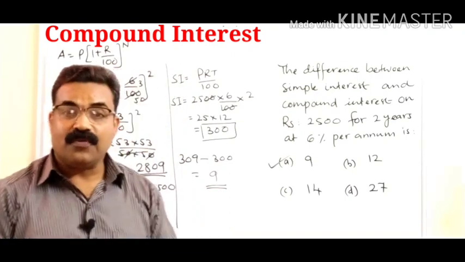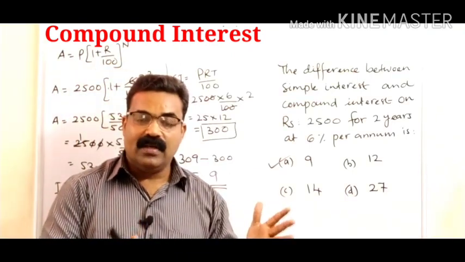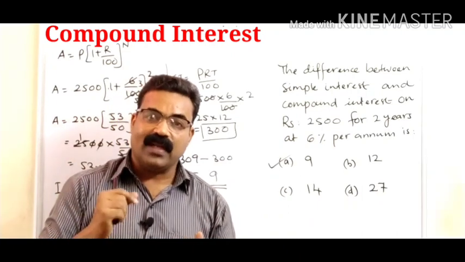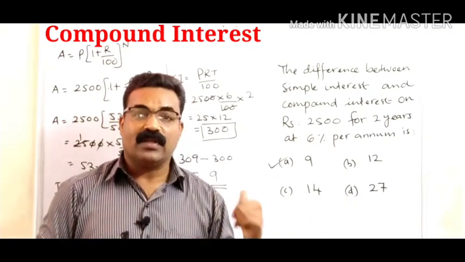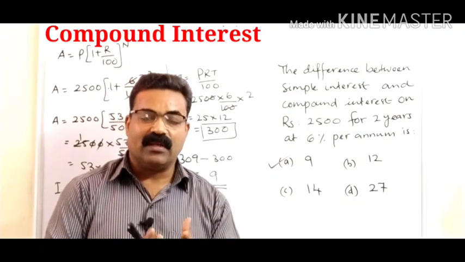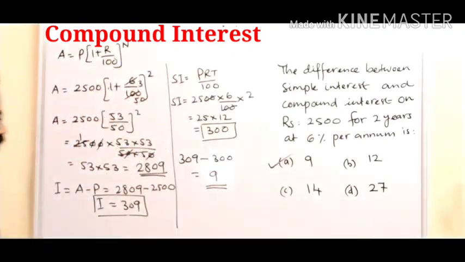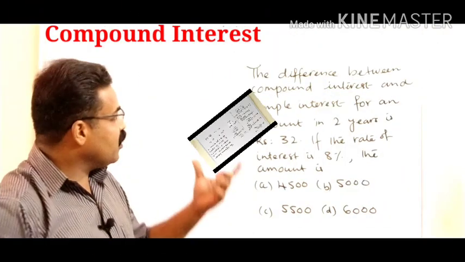We have been asked to find out the difference between the compound interest and simple interest. So compound interest we got 309 rupees, simple interest we got 300 rupees. So the difference between them is 9 rupees. So 9 is the correct answer. Okay, please note it. So here is your next question.